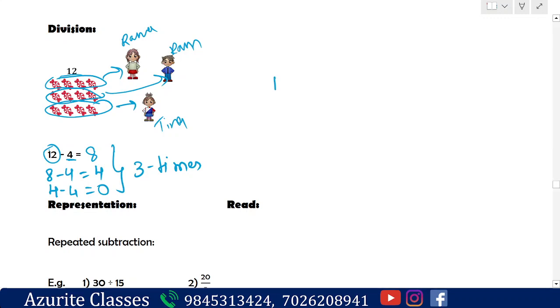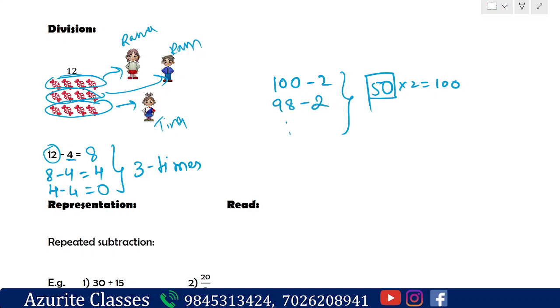If there were 100 chocolates and you have to give 2 chocolates each, how many times can you do it? You can do it 50 times, because 50 into 2 is 100. If you keep calculating like that, it will take lots of time. From 100 if you subtract 2 you get 98, and then from that you take out 2 again, and it keeps repeating. This process of repeating is division. To simplify this subtraction, we have invented division.